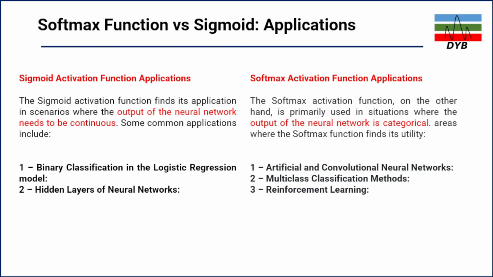Other differences: the sigmoid activation function finds its application in scenarios where the output of the neural network needs to be continuous. Some of the common applications include binary classification in the logistic regression model and the hidden layers of neural networks. But the softmax activation function, on the other hand, is primarily used where the output of the neural network is categorical. It is used in artificial intelligence, convolutional neural networks, multi-class classification methods, and reinforcement learning. These are some of the applications of the softmax function.